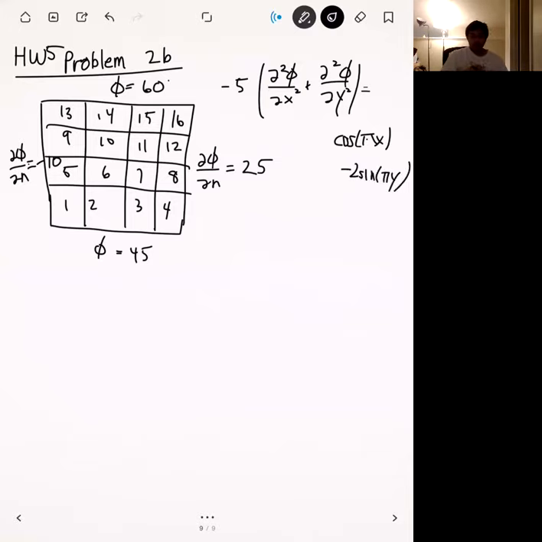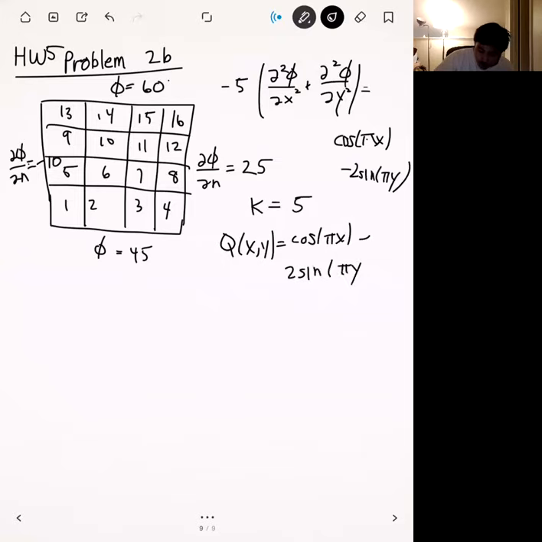Okay. And so from this equation right here, we can say that our k value here is 5, right? And so don't put negative 5 because normally, our diffusion equations have that negative out in front already. And so our k value here is just 5, okay? And our q of xy here is cosine of pi x minus 2 sine of pi y.